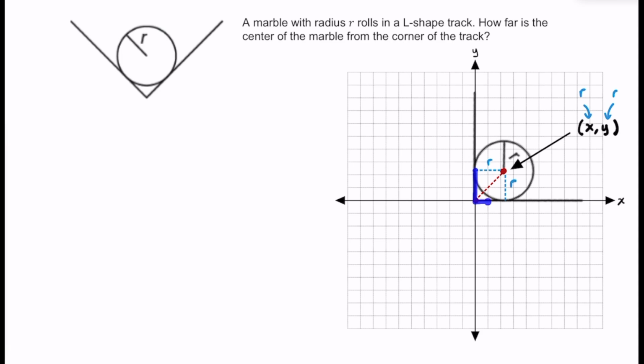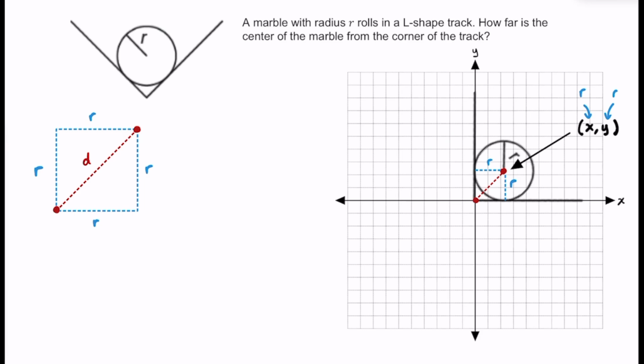If you take a look at this image right over here, I'm going to recreate this on the side. So it looks like we have a square with the dimension of r by r. And here's the diagonal distance that we're going to be solving for. That's going to be the distance between the center of the circle and the corner of the L.